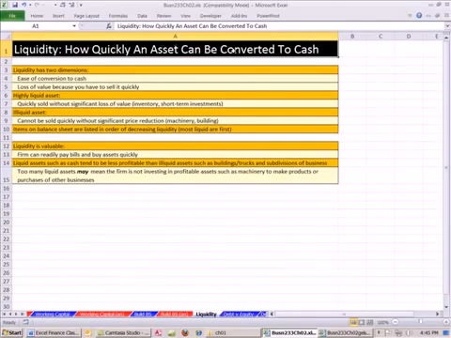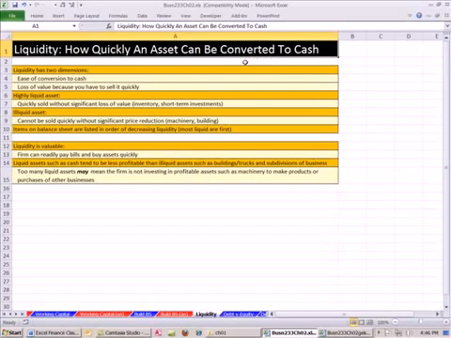Liquidity: how quickly an asset can be converted to cash. Just straight simple. How liquid is cash? It's the most liquid. How about inventory or accounts receivable? Those are pretty liquid. If you're not in a financial crisis, you could sell those in an emergency. In fact, you could sell accounts receivable to banks, for example. So those are examples of assets that can quickly be converted to cash.